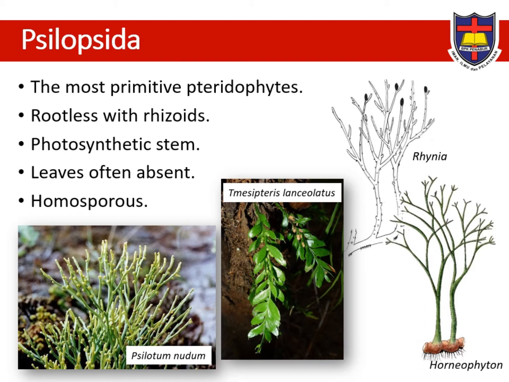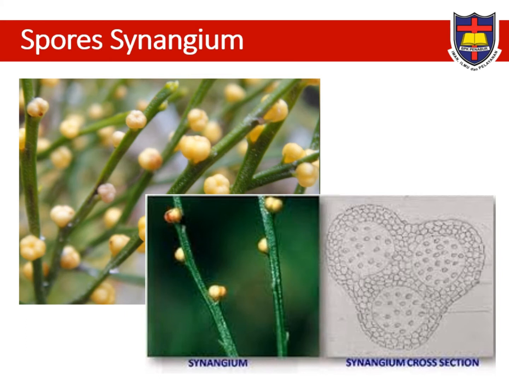The first group is Psilopsida. This is the most primitive pteridophytes. They are rootless, but they have a root-like structure which is called rhizoids. They have a photosynthetic stem because their leaves are often absent. They have homosporous spores. The sporangia in Psilopsida fuse into one big structure called synangium.